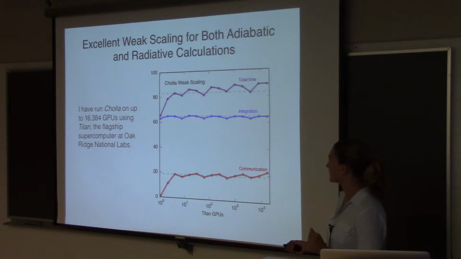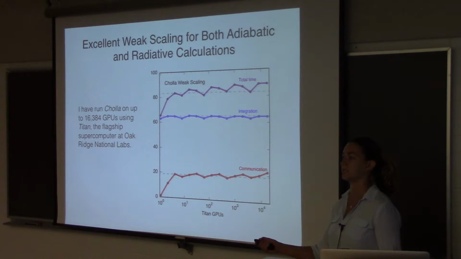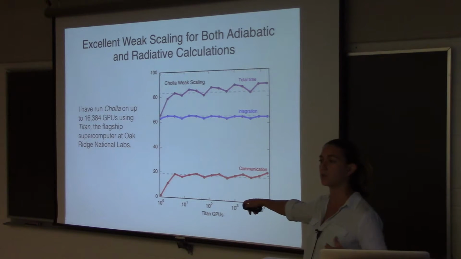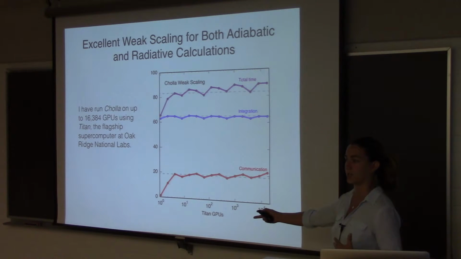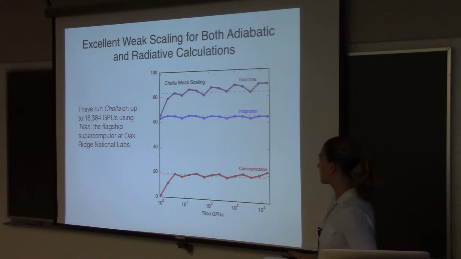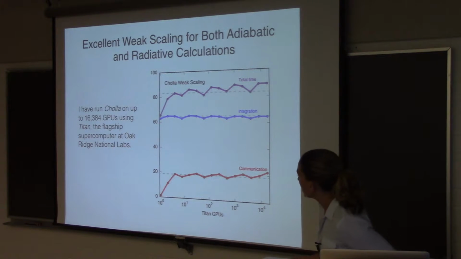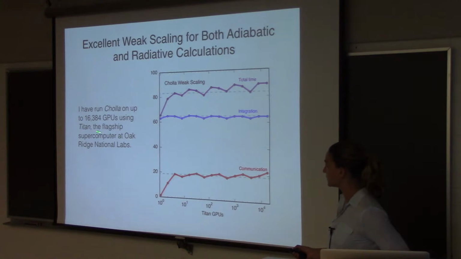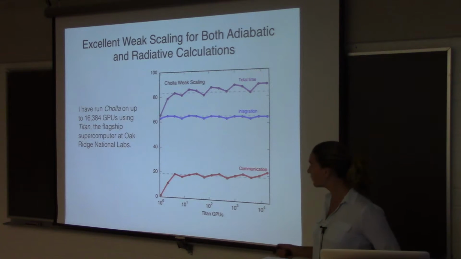For me, this is the most important kind of scaling because I would like to do really massive calculations across thousands of GPUs. And so I want to make sure that as I'm increasing the problem size, I continue to get the kind of performance that I'm looking for. In doing these scaling tests, we've run Cholla on up to 16,384 GPUs. This is on Titan, which is the largest supercomputer in the US that we know of.